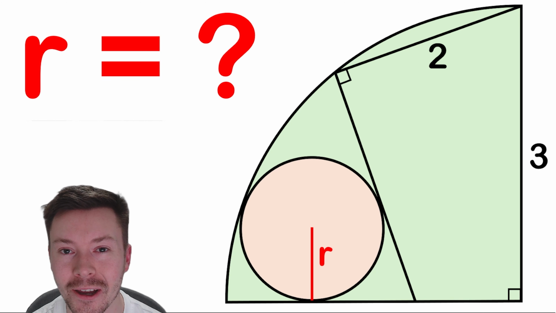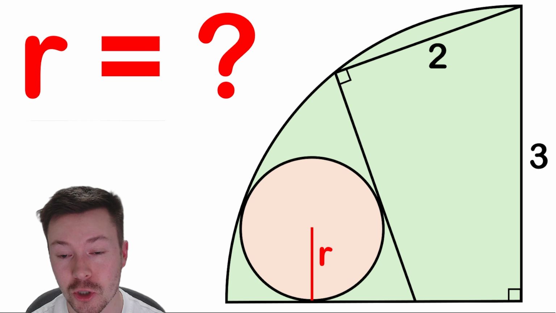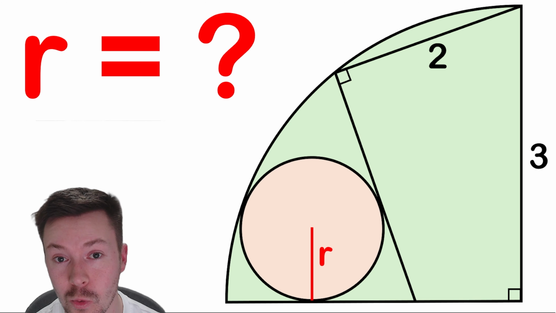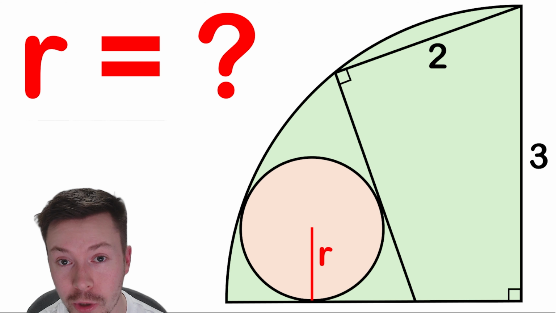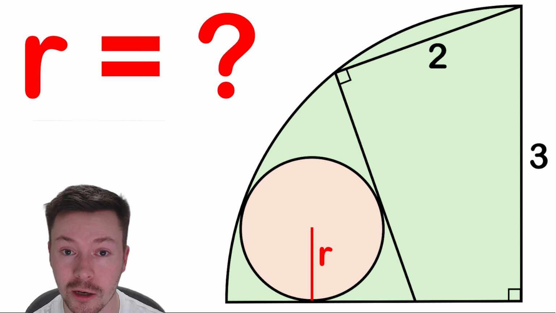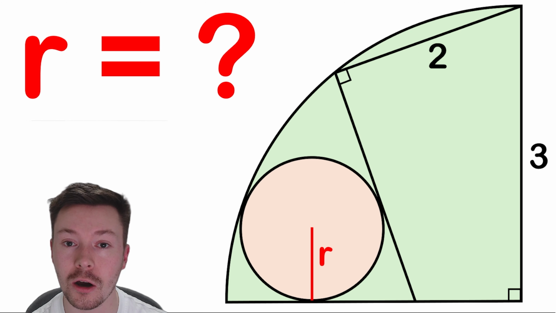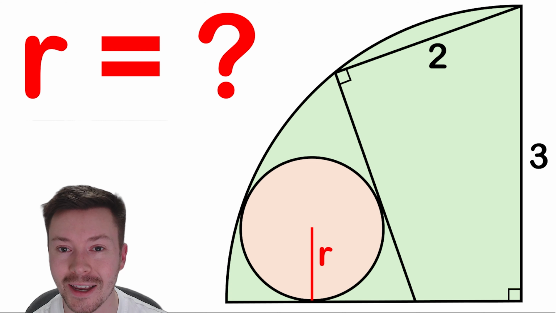Hi, can you find the radius of this small circle? This small circle is trapped inside a quarter circle with radius 3, and we've got a chord inside that quarter circle of length 2 with a perpendicular line to that chord going down to the base of the quarter circle and also tangent to the smaller circle, which is also tangent to the arc of the quarter circle. Can you find the radius of that smaller circle?